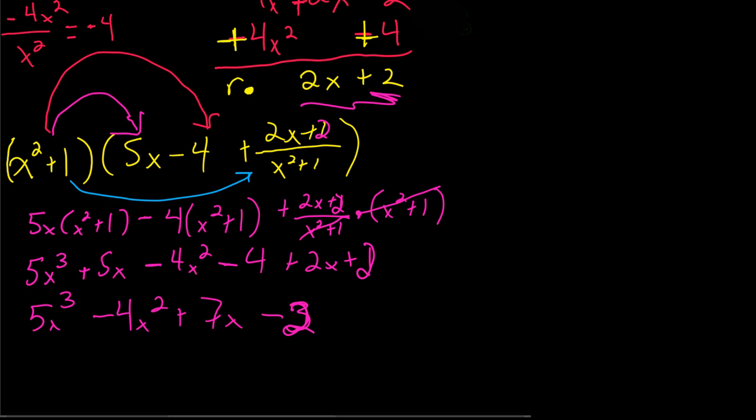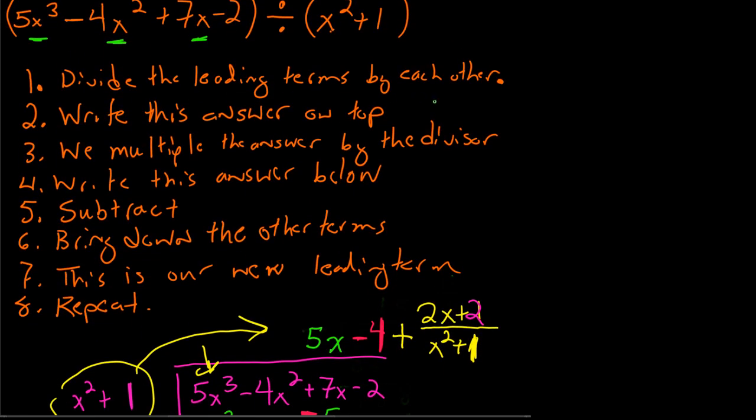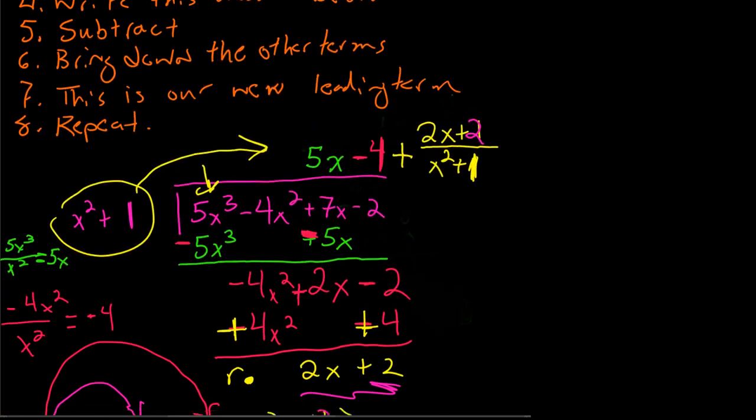All right. So this algorithm: divide by the leading terms, write the answer on top, multiply back through the whole divisor. Notice we just do the leading term, and then we multiply by the whole thing. Subtract. Collect your new terms. You have a new leading term, repeat until you run out of leading terms. And this works for polynomial divisions.